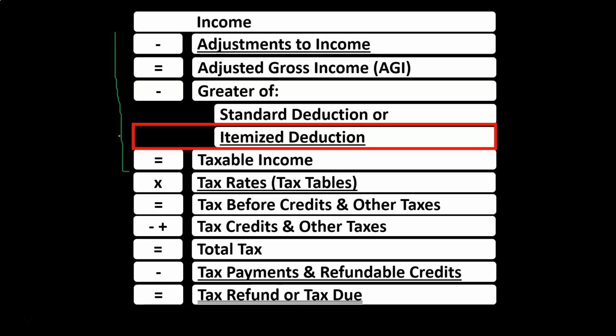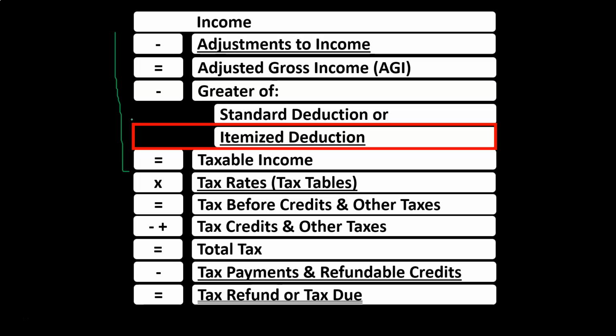We say below the line oftentimes to contrast to the above the line deductions, which are the adjustments to income, which have different names for them up here, right? These above the line deductions could be called deductions for AGI. They could be called Schedule 1 deductions and so on. So above the line, below the line, these we're going to call below the line. And then the below the line deductions, we take the greater of either the itemized deductions or the standard deduction.